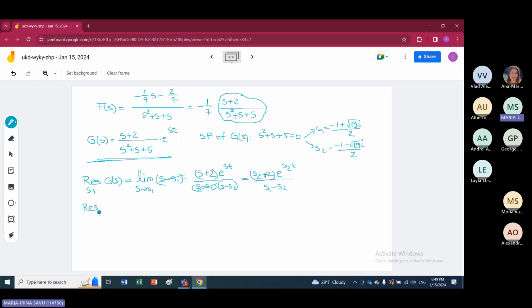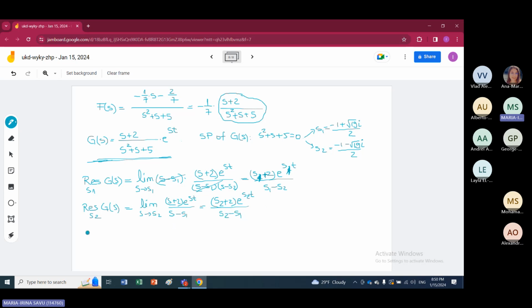And the residue in S2 will be the limit when s goes to S2. We have s minus S2 here and s plus 2 times e at st. I'm writing what I did after simplification. So in the end, sorry, here was S1, not S2. And S2 plus 2 times e at S2t, I was thinking about the expression, over S2 minus S1.